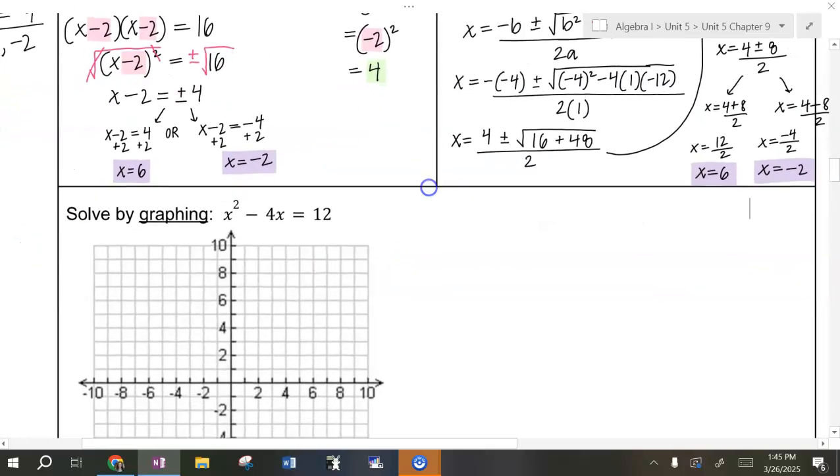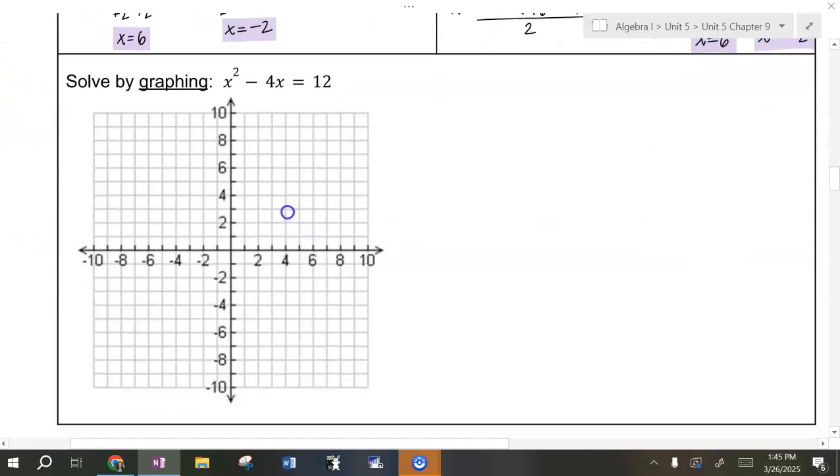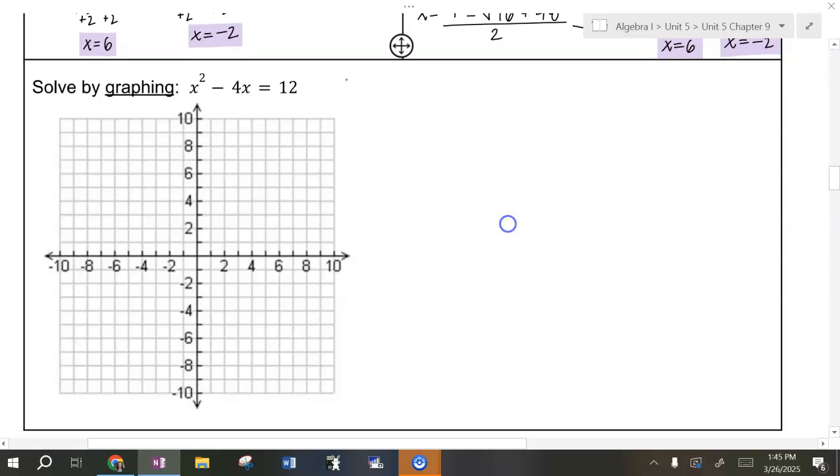Okay, finally, we can solve this by graphing. In order to solve it by graphing, you have to get it in standard form first. So we're trying to graph the equation x squared minus 4x minus 12 equals 0. Remember, when you're graphing it, you can go ahead and ignore the equals 0 for a minute and just graph the x squared minus 4x minus 12.